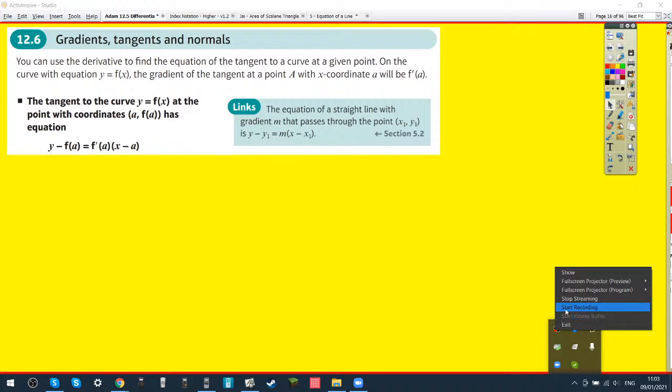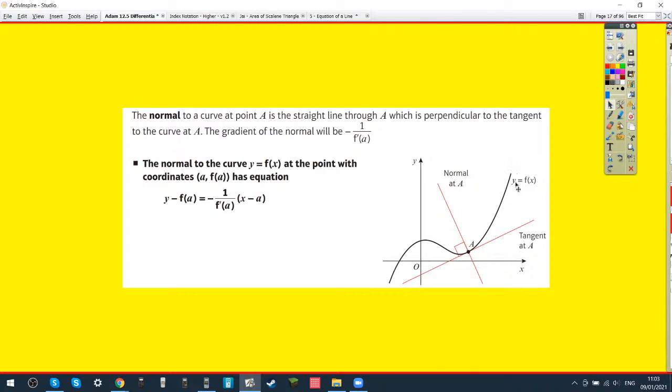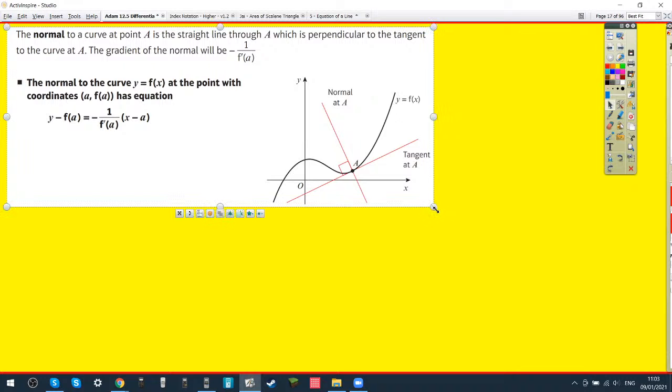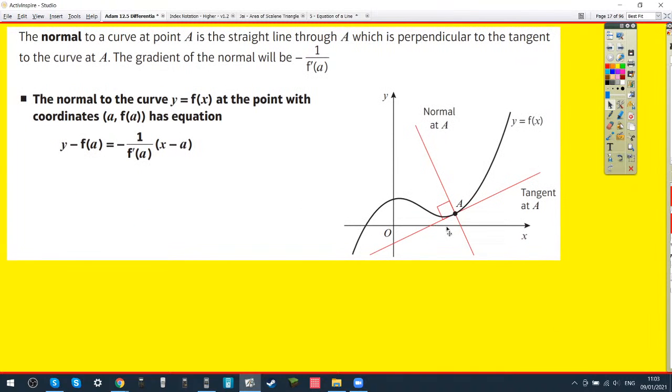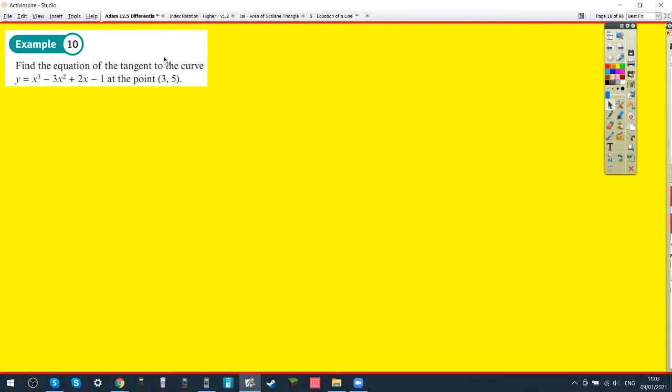You can use that to find the gradient of a line, especially a tangent to the curve. I won't spoil the surprise. So it'll look like this. Let's just take a look. If you found the gradient of the curve at point A, that would be the same as the gradient of the straight line tangent to the curve at A. Okay. So any idea how you go about this one?